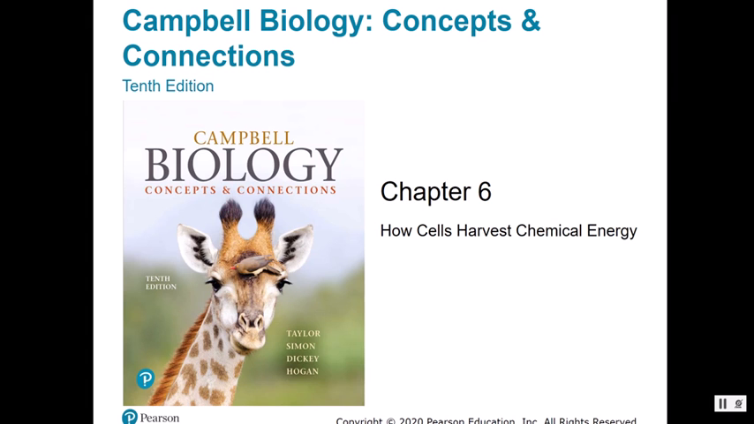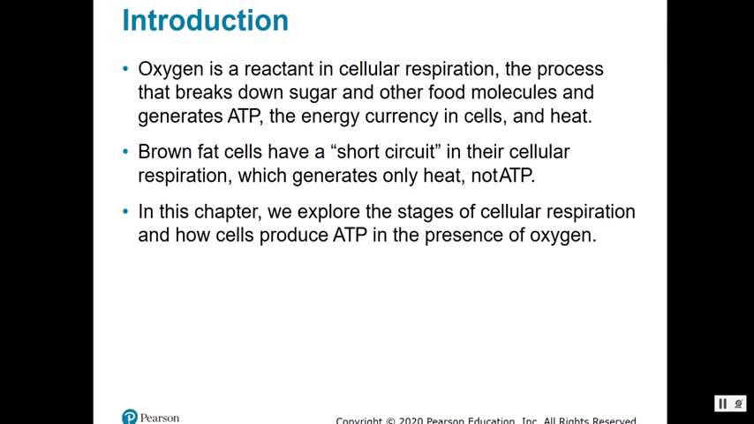So we're going to first talk about how the cells get energy. Just as an introduction, and also if you are looking in your textbook, which you should be, the very first introduction shows a newborn baby, just born. It talks about brown fat and how it burns fuel and produces heat. Oxygen is a requirement for cell respiration. It is a reactant, so we have to have oxygen in order for any of this to take place.